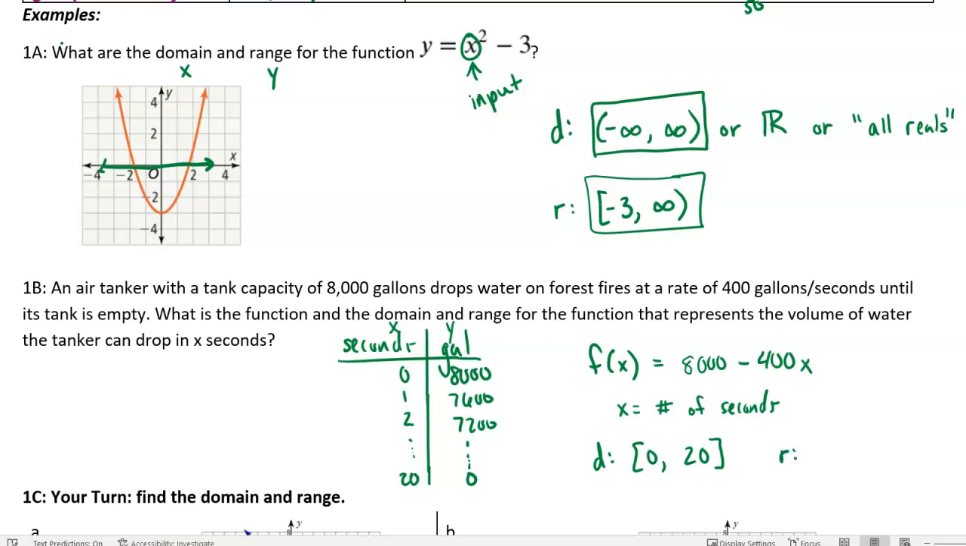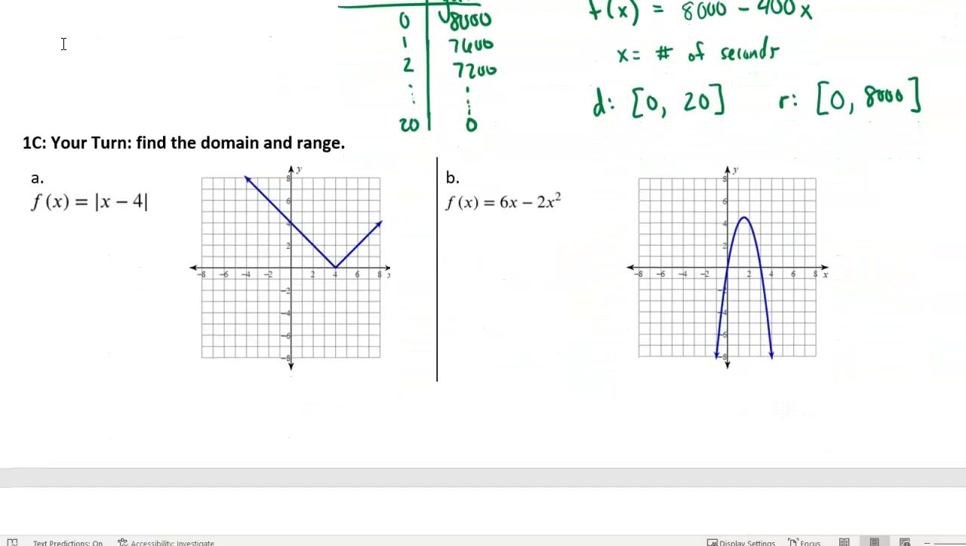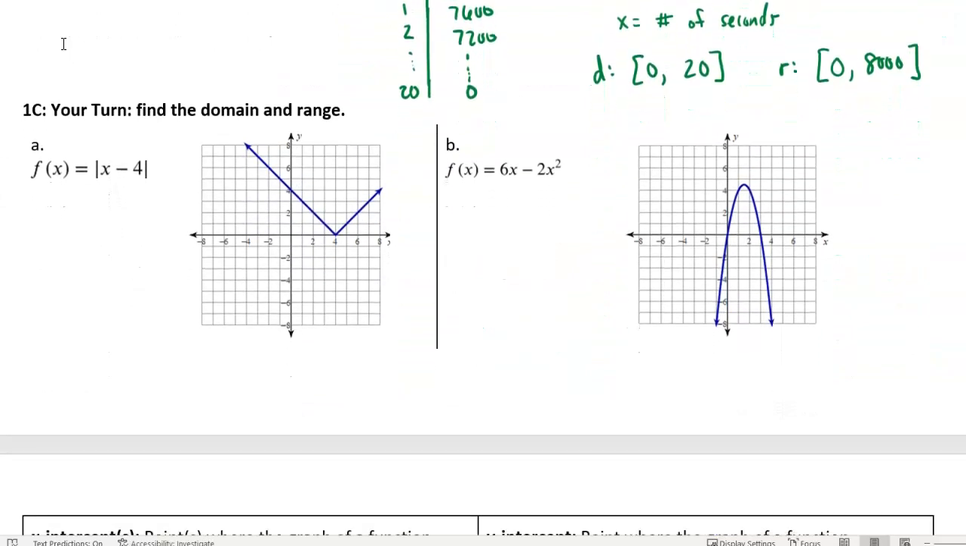Our range, well, you might say it starts with 8,000 and ends with 0, which would be true. But the way that we order this, the order is important. We always put the smallest value first. The least amount of gallons of water that we could have in the tank would be 0 gallons, and the most would be 8,000. Okay, so that is how we'd find the domain and the range and the function for that scenario.